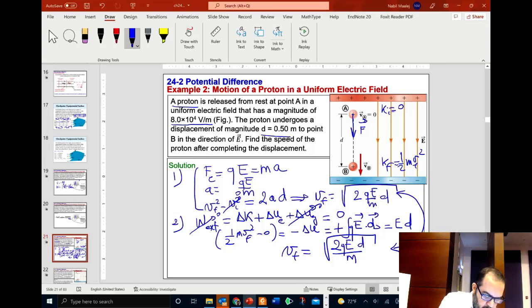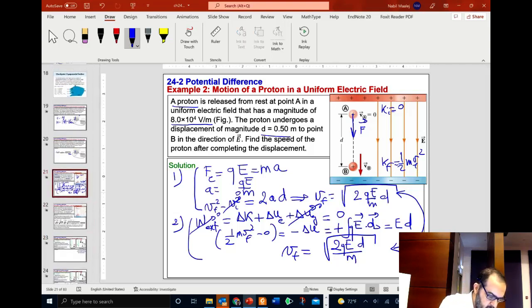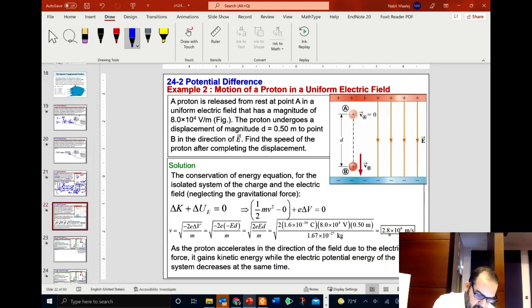If you feel more comfortable using Newton's law and the equations of motion, you can, or you can use the conservation of energy equation. Conservation of energy is much more powerful because it applies even if there is no constant force, even if the force is varying and so on. When you do that, you find that the final velocity is 2.8 times 10 to the power 6 meters per second. Obviously, the mass of the proton is 1.67 times 10 to the minus 27.